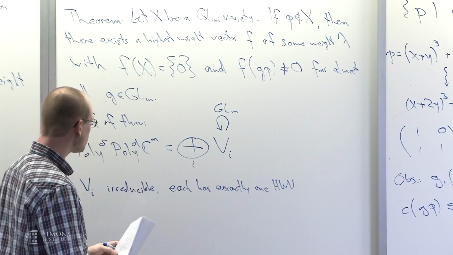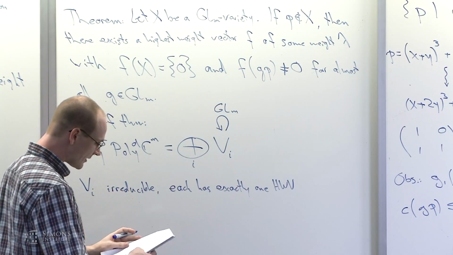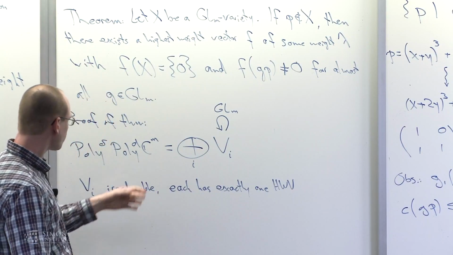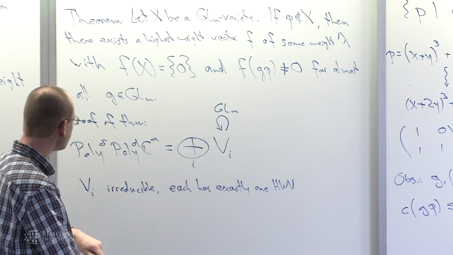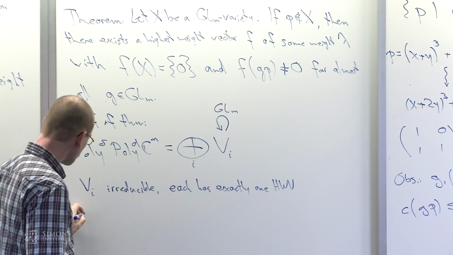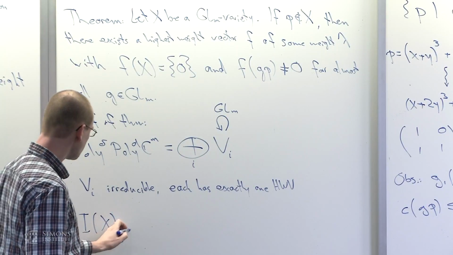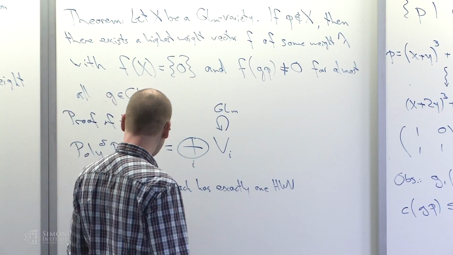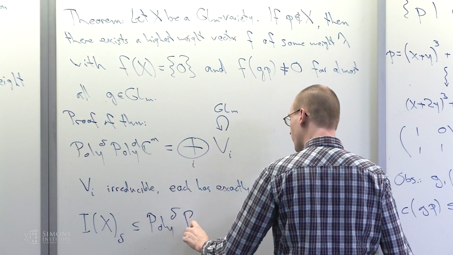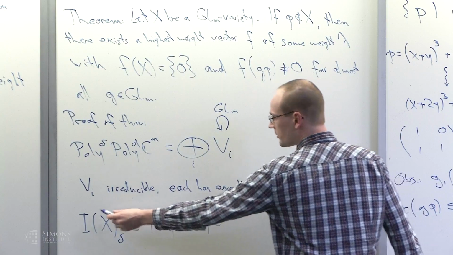Okay, so that basically proves the fact. Because what you look at are the functions that vanish on your variety. Say, we call this I of X delta. It's the vanishing ideal, right? So the functions that vanish on your variety.